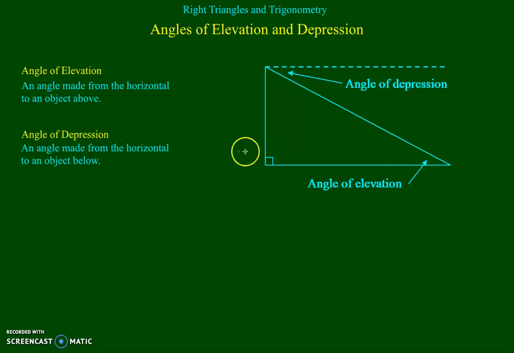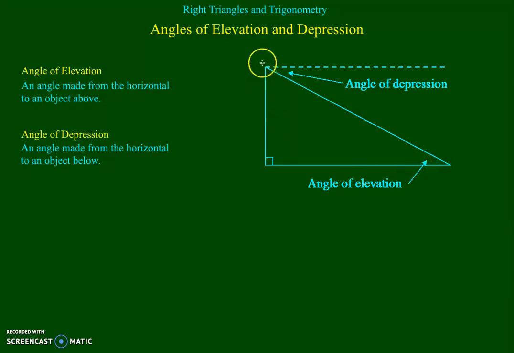An angle of elevation is an angle made with a horizontal and an object above. So let's say that you were standing on the ground and you were looking at the top of a building. The angle made from your line of sight horizontally, parallel with the ground, and the object above, this angle, is an angle of elevation.